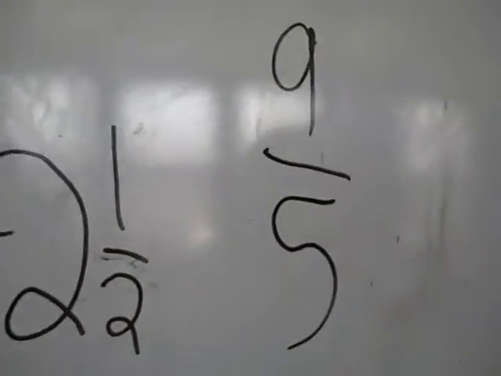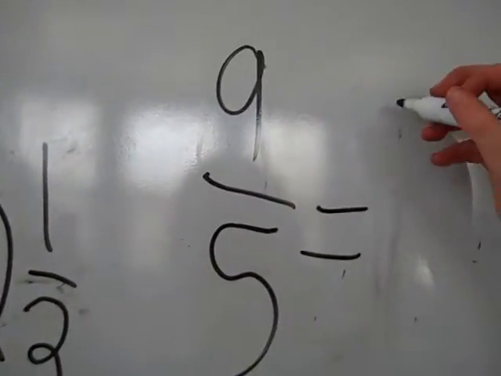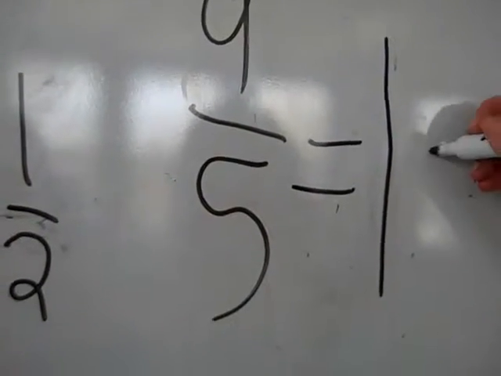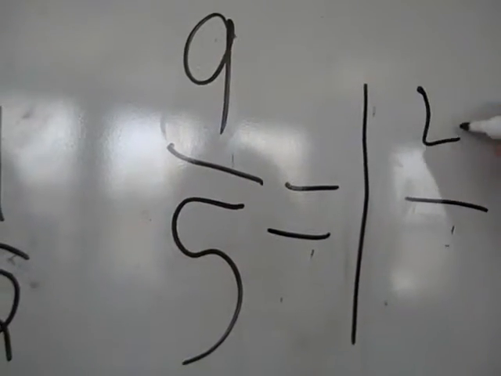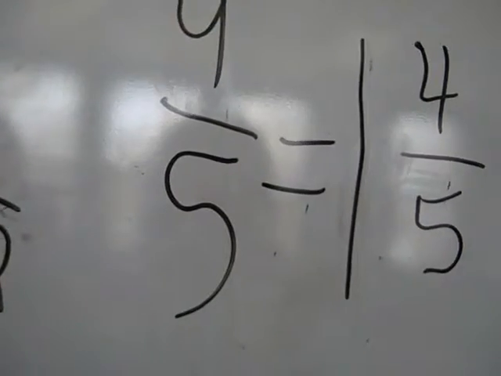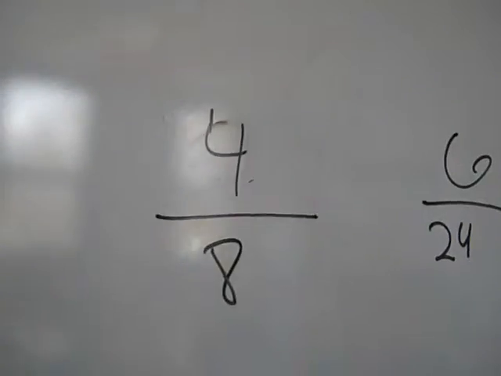We'll do the same for 9/5. The whole is 5, so 5 can only go into 9 once. And then there's 4 left. And keep the 5 the same. Okay, now we're going to go over to the reducing fractions.